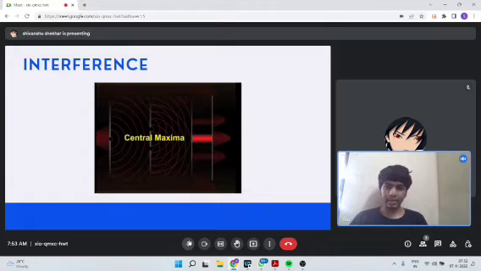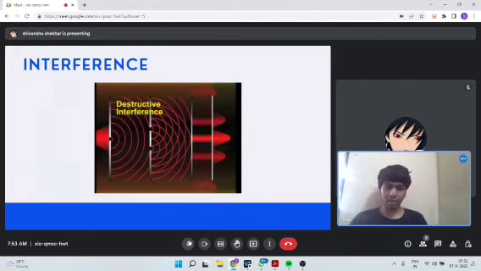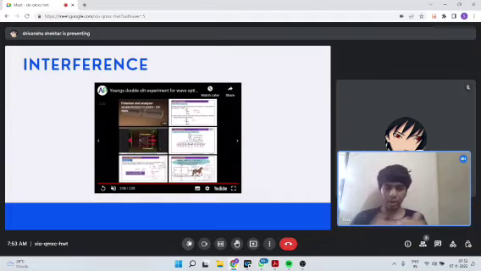Central maxima lies at the midpoint of these two points, wherein it is confirmed that the optical path is going to be the same for both the points, and thus there will be a phase difference of zero. Destructive interference takes place at the points where there's going to be zero magnitude of light, because the phase is a multiple of pi, which means they are both out of phase.